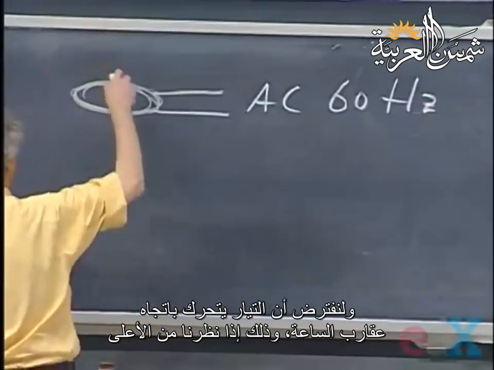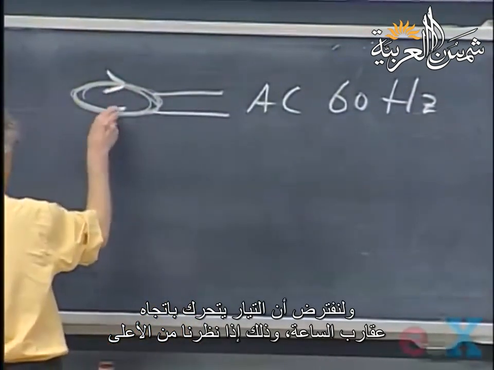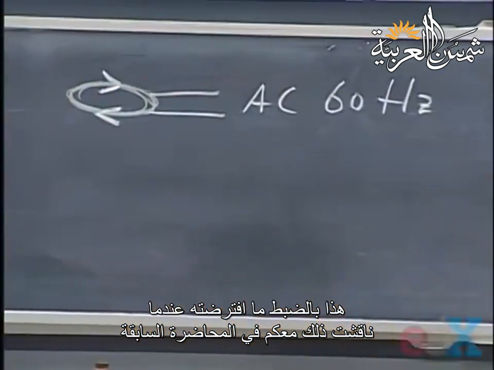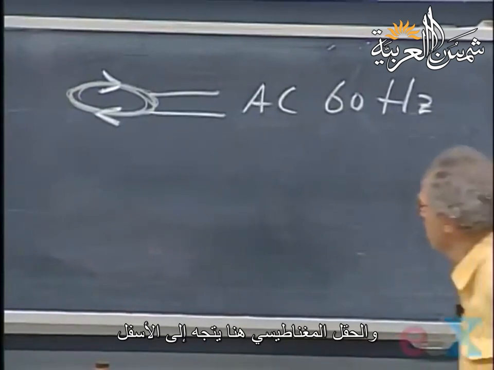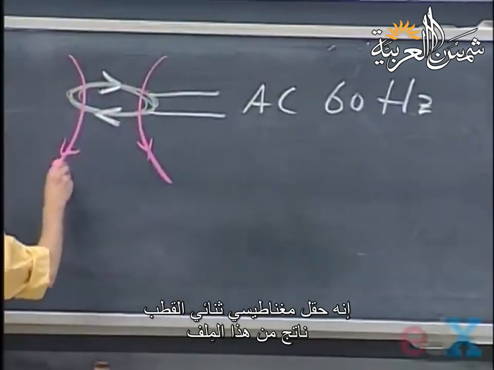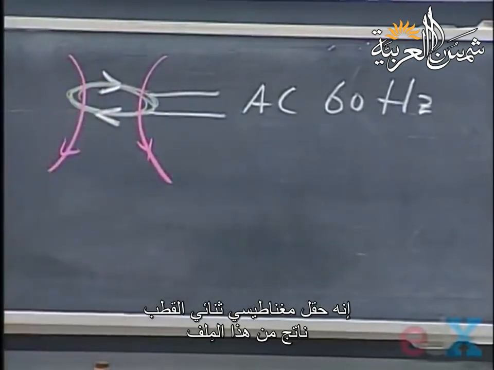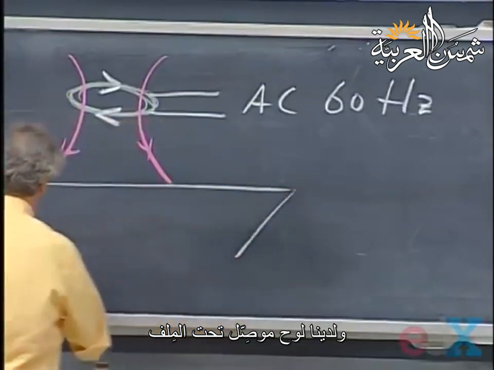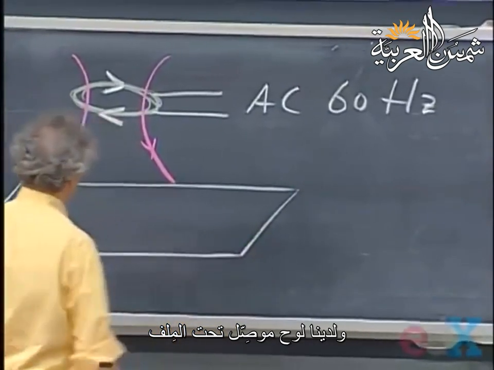And let's assume that, looking from above, the current was running in a clockwise direction, which is exactly what I assumed when I discussed this with you. And so the magnetic field is coming down like this. It's a magnetic dipole field produced by this coil. And then we had here a conducting plate under there.